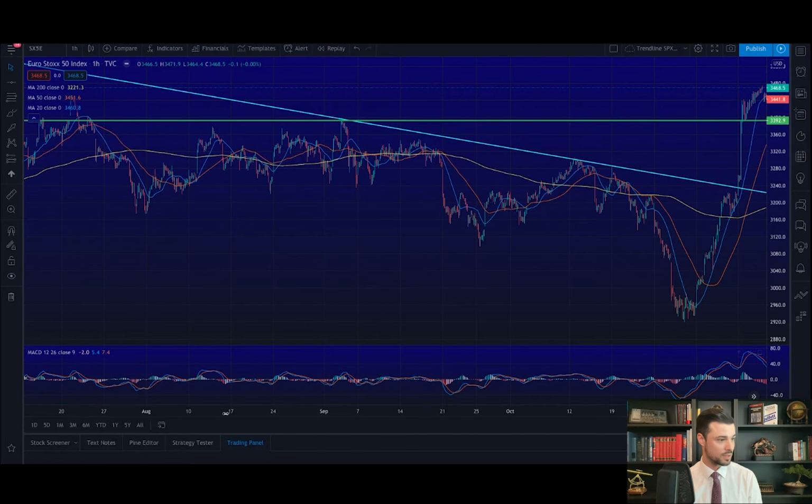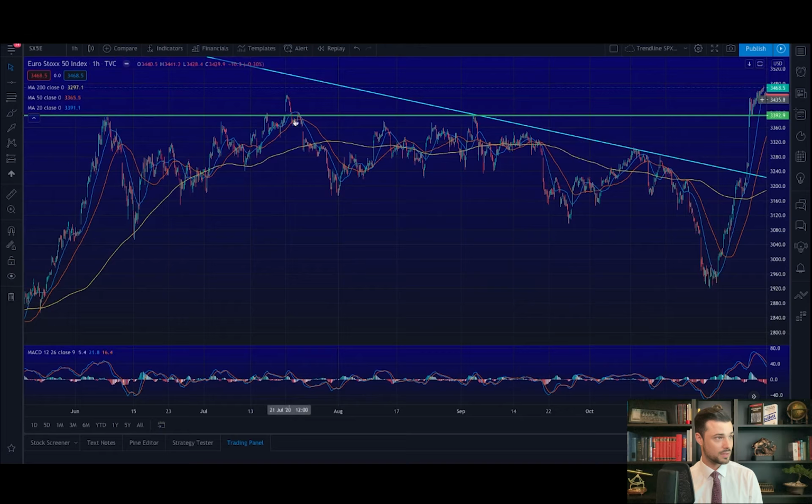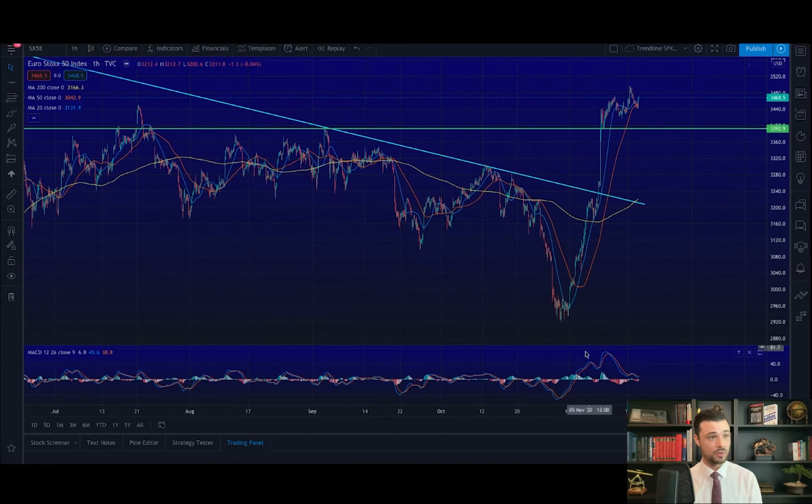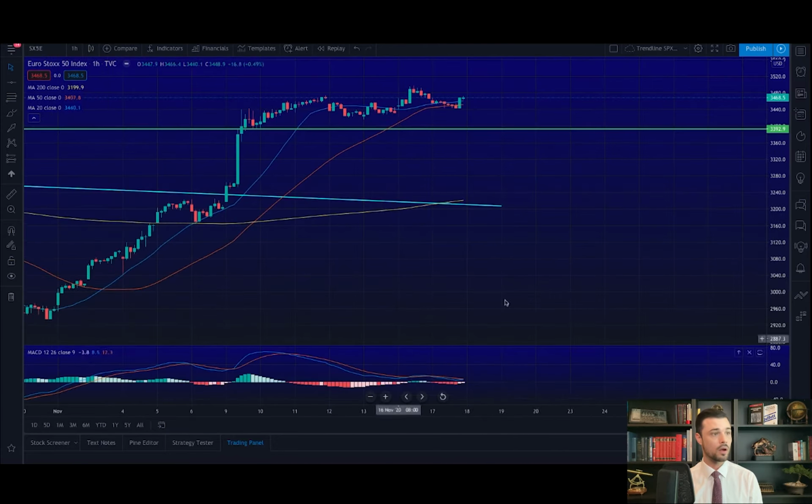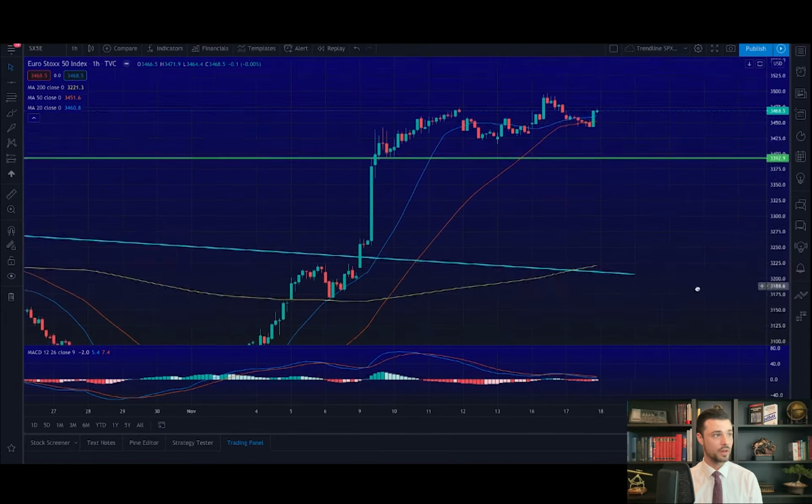And as you can see, here it was a bit messy, but here this trend line acted as resistance, and here it acted as resistance as well. So this level is, to me, something that is quite watched by the other investors.